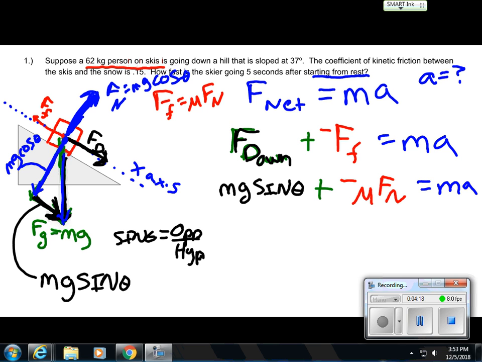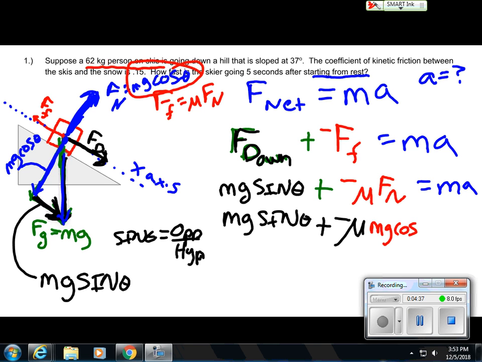Now let's go back to rewriting our problem. mg sine theta plus a negative. We'll keep mu. And what's my force normal? My force normal is right here: mg cosine theta. Set it equal to ma. My mass of 65 kilograms, my skier, sliding down.